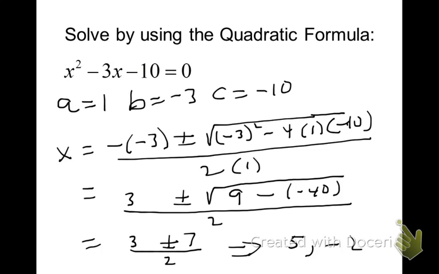So if we actually graph this one, the graph of our function would end up crossing the x-axis at positive 5 and negative 2.